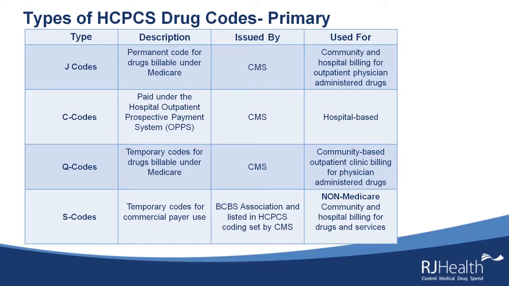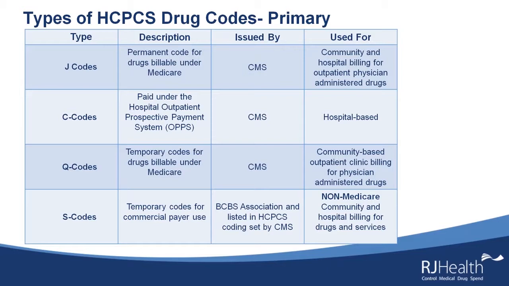C codes come out more frequently than J codes. J codes typically are released for new products on the calendar year. C codes can be released in the midpoint of the years or on a quarterly basis. These are typically hospital-based, again, for outpatient hospital billing. They're paid underneath that OPPS, the Hospital Outpatient Prospective Payment System. They are also created by CMS.